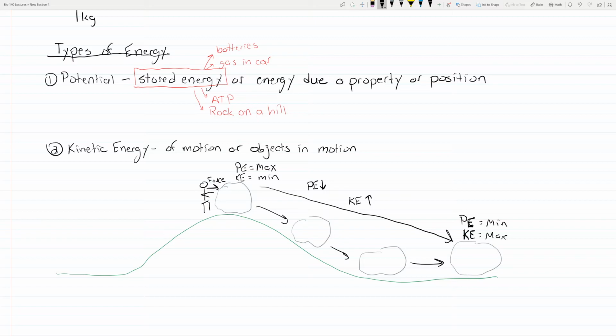Which brings us to an important concept when we're talking about physics and energy in general. It's called the conservation of energy and mass, and it states that energy cannot be created or destroyed. It can be converted from one form to another, one type to another.